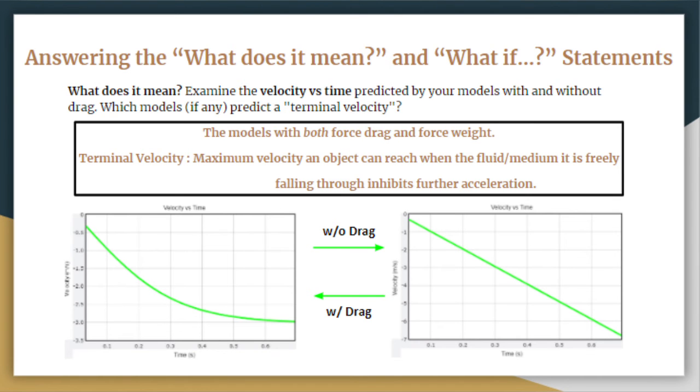To answer the what does it mean question, when looking at the velocity versus time predicted by our models, it is clear that the terminal velocity can only be determined from the models that include both the drag force and the weight force. As you can see, by comparing the two velocity versus time graphs that model the motion of the object with and without drag, it is apparent that the model without drag does not clearly indicate when the object stopped accelerating, which is necessary in order to determine the point at which the object reached its terminal velocity.